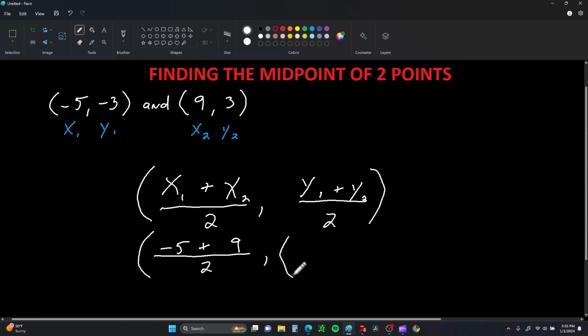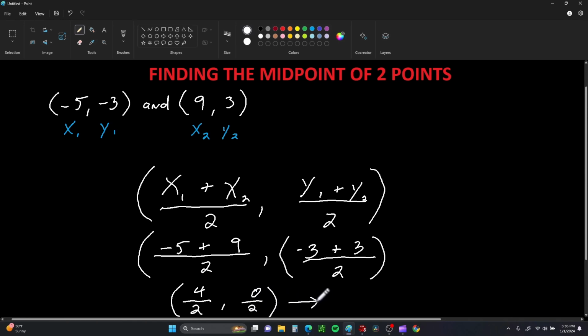And in this point, y1 is going to be 3. That's minus 3, and then y2 is 3 and divided by 2. So when I'm done, I have minus 5 plus 9. So I'm going to get 4 divided by 2, comma. And then minus 3 plus 3 is 0 divided by 2.